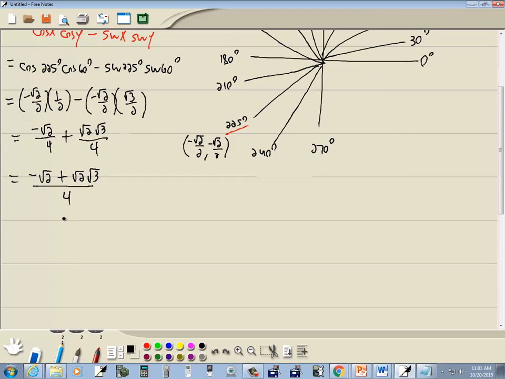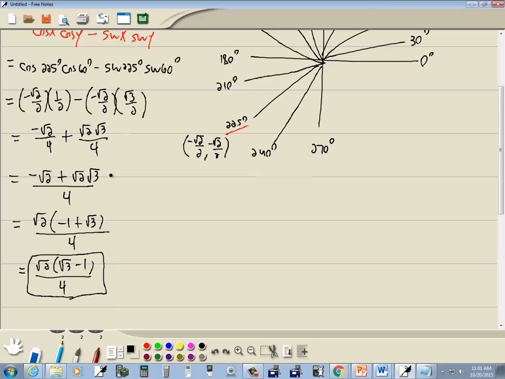One way, since they both have a square root of 2, I could factor out a square root of 2. And that would give us negative 1 plus square root of 3 over 4. And I might reverse those so that it's square root of 3 minus 1 over 4. So that's one way of writing it.